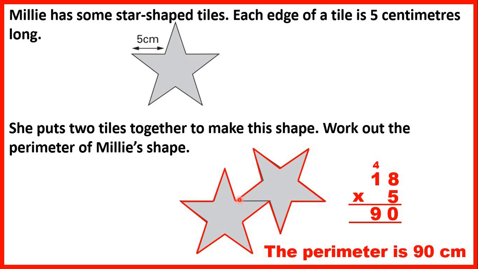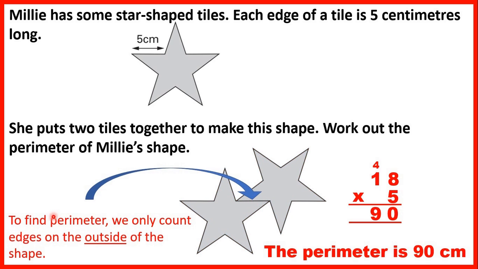Notice, to find our perimeter, we don't count these sides here that are on the inside of the shape. And that's because, to find perimeter, we only count edges on the outside of the shape, so we don't need to count these edges here when we're finding our perimeter.